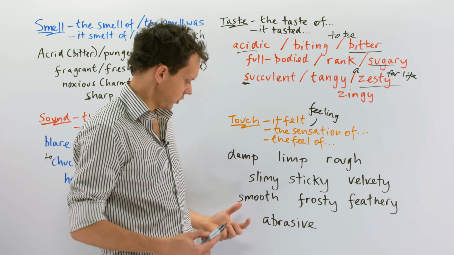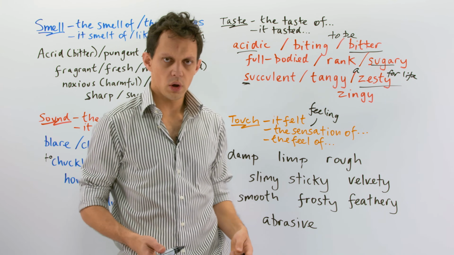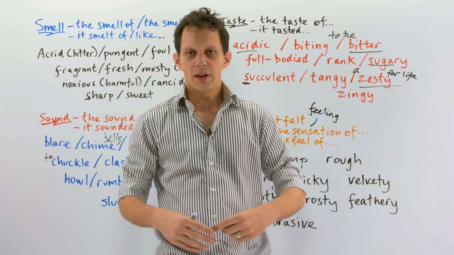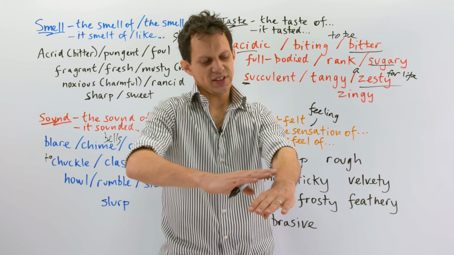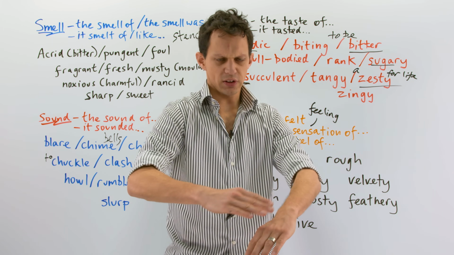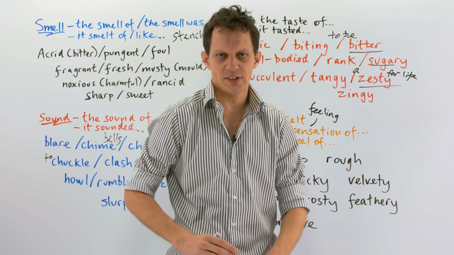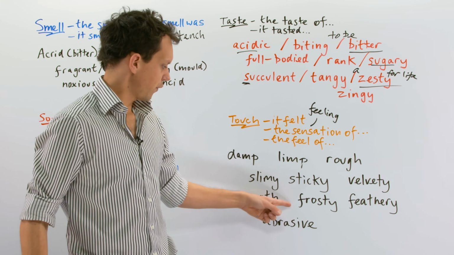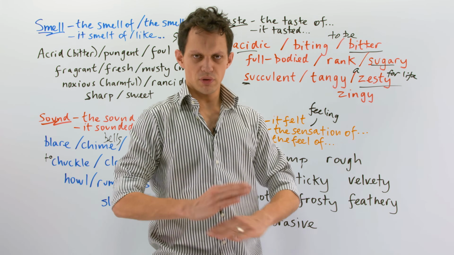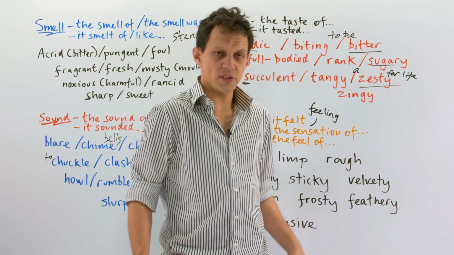Smooth, most of you should have come across before. Smooth as a young person's skin. It's really, you know, it feels nice. It's smooth. It's not like sandpaper. It's not rough. Frosty. So frost. In the morning, you go outside. It's really, really cold. If something feels frosty, it's very, very cold.